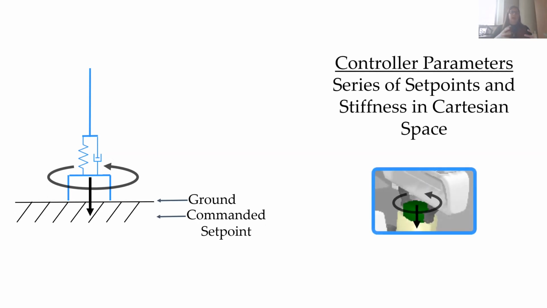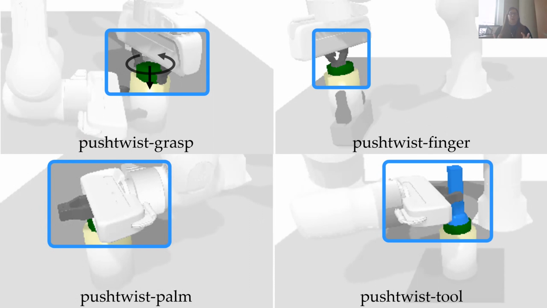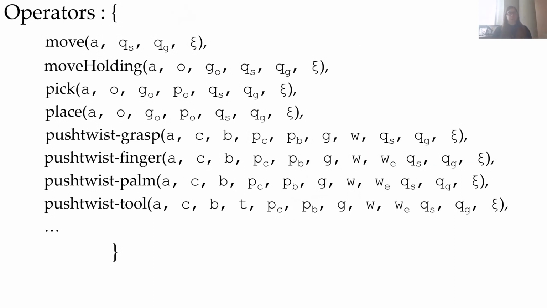And so bringing this all back, in order to exert that push twist, we are using a Cartesian impedance controller, where what we specify to the controller, or what the planner selects as the parameters to that controller, is that series of set points, the motion around combined with the offset and the stiffness in Cartesian space. And so this is the controller that is used for all 4 of our push twist operations. You can imagine each of them have slightly different parameters, but it's the same core controller used for all of them. And so this is a set of operators that we can add to our list in order to exert the push twist.